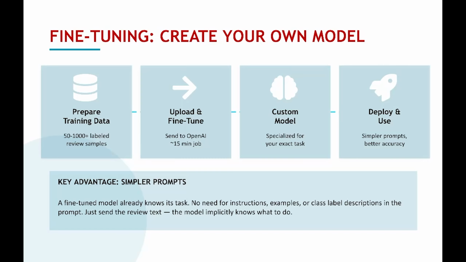Fine-tuning is our last resort when other methods aren't enough. The idea is to take a pre-trained model like GPT 3.5 and specialize it with our own labeled data. The process has 4 steps. Prepare the training data, upload and run the fine-tuning job, which will take about 50 minutes, get a customized model, and then deploy it. The key advantage is dramatically simpler prompts, because the fine-tuned model already knows its task. So you just send the review text with no instructions, no examples, no label descriptions.